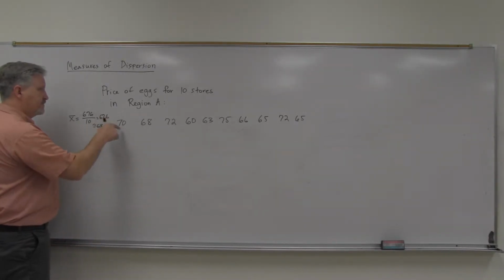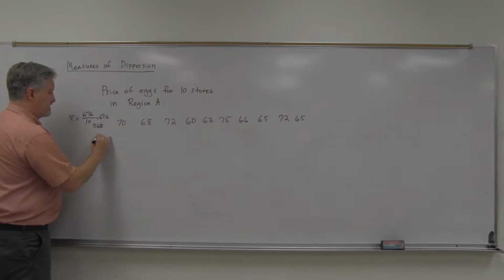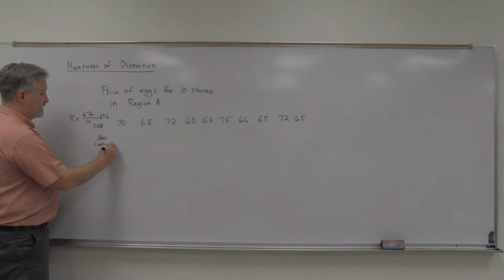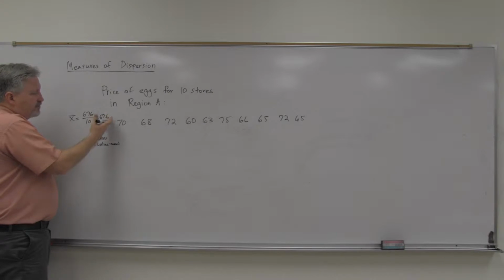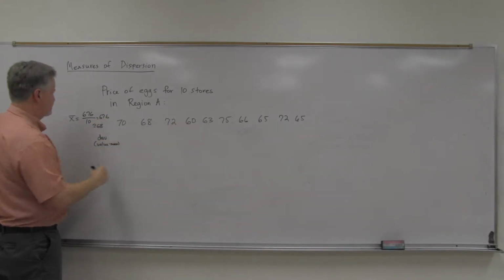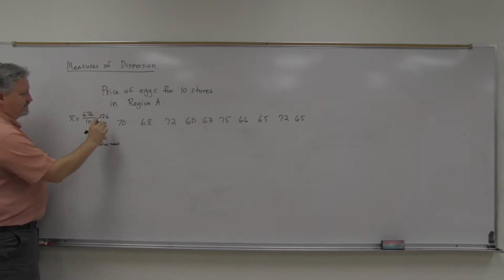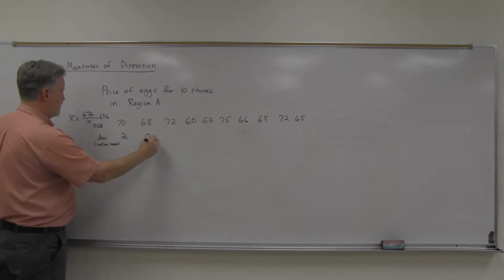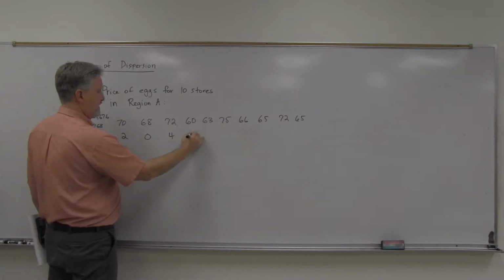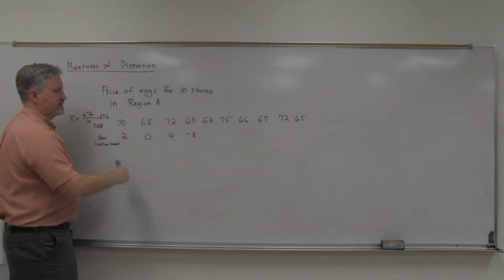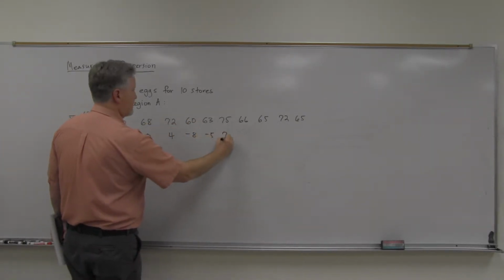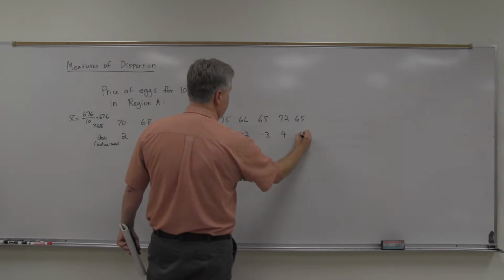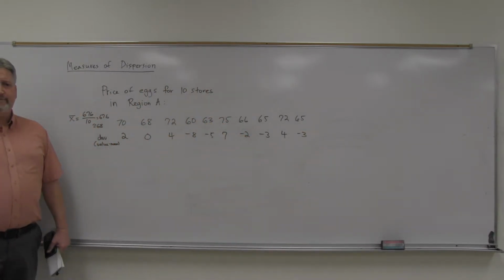All right, so to do the standard deviation now, first of all, I need these deviations, which is just value minus mean. So that's what I was saying: if we use the 67.6, it'll lead to decimals and then more decimals, which is fine, but let's do it with the whole numbers here. So what have I got? Deviations: 2, 0, 4, -8. I'm just subtracting 68 from each of these. -5, 7, -2, -3, 4, and -3. Sound all right? Everybody believe that?